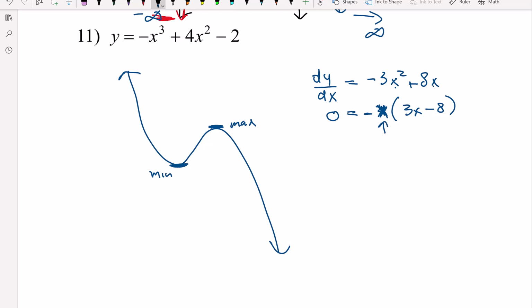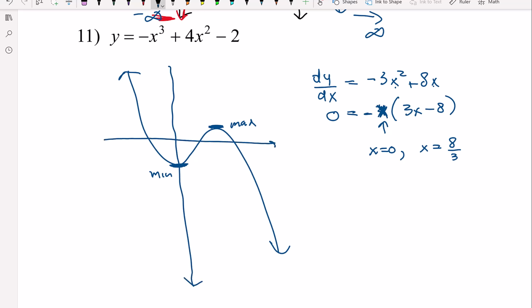So the x on the outside of parentheses is always 0. So one of them will be 0. And one of them will be, let's see, the opposite of negative 8 is positive 8, the inverse of multiplying 3. So that means this right here, this will be the x-axis. So where x is equal to 0 and where x is equal to 8/3, those will be our mins and maxes, just like that, where the slope of the tangent line is equal to 0.